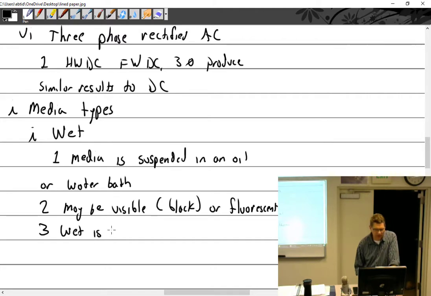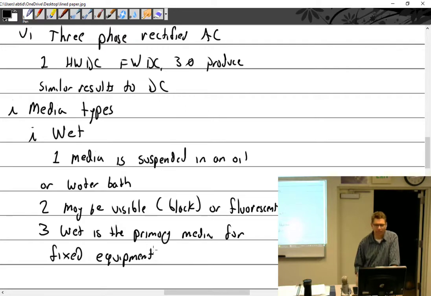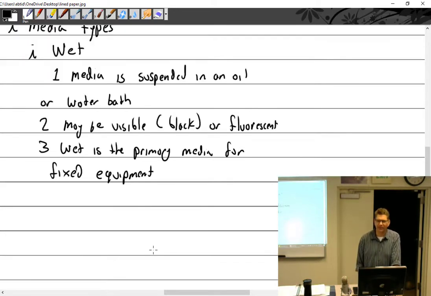Wet is the primary media for fixed equipment. Meaning not portable. Meaning, I don't mean broken. Yeah. Is the dry less sensitive than the wet?